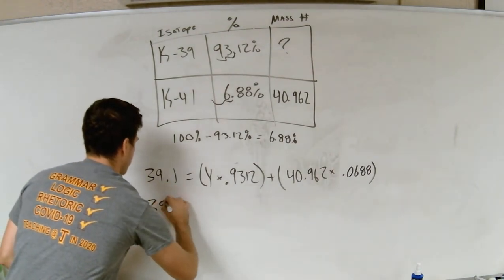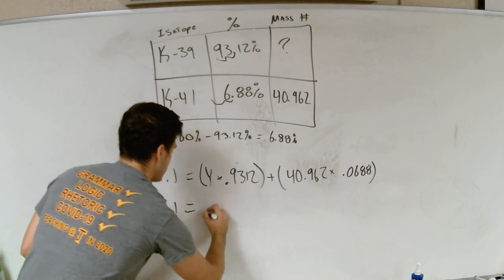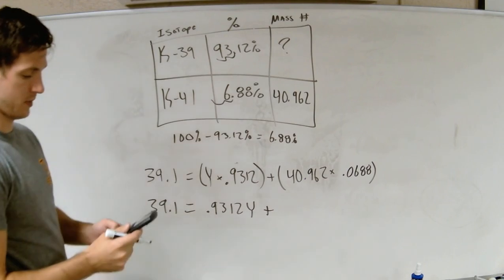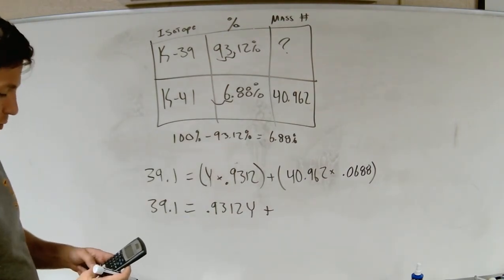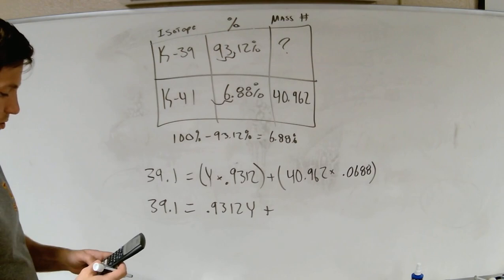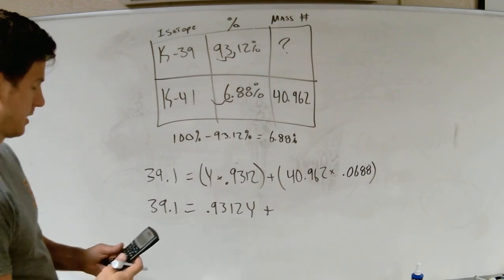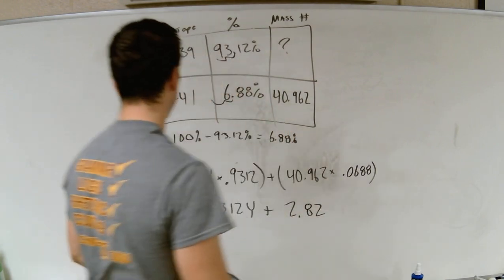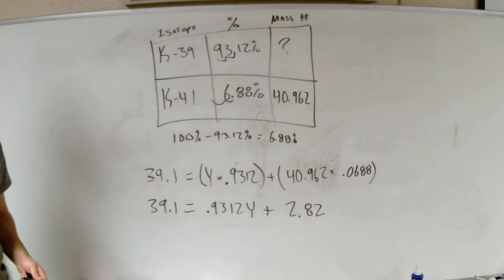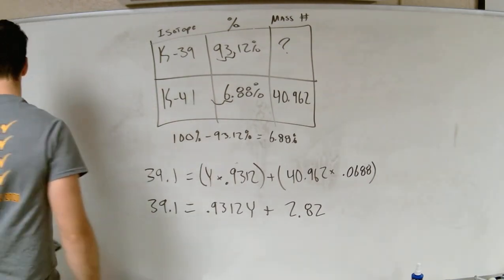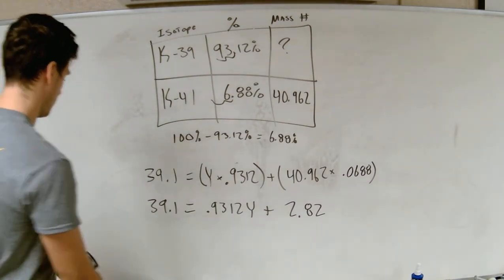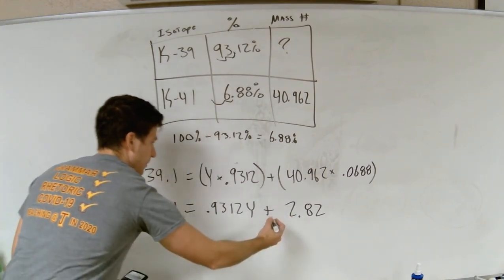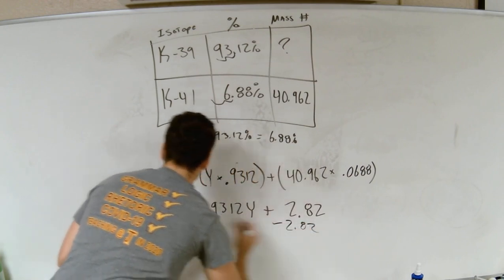This is as simplified as it can go. This becomes 0.9312y. Second one becomes 40.962 times 0.0688, which equals 2.82. Time to combine like terms, and I'm going to stay down here. I'm going to subtract 2.82 from both sides.